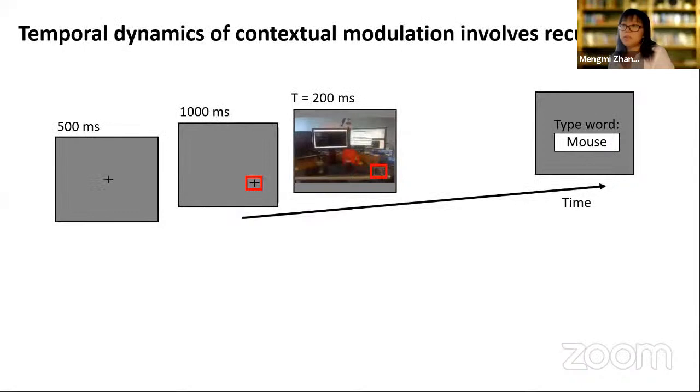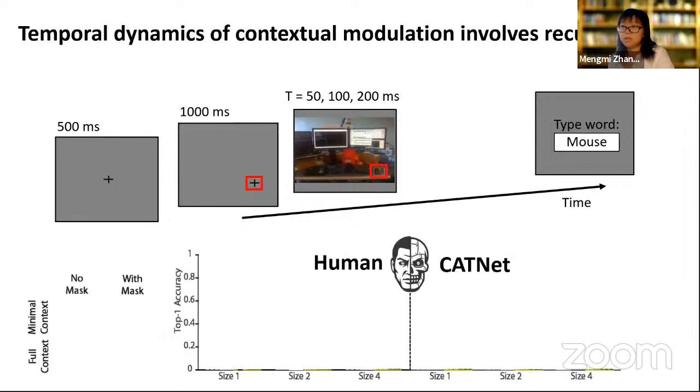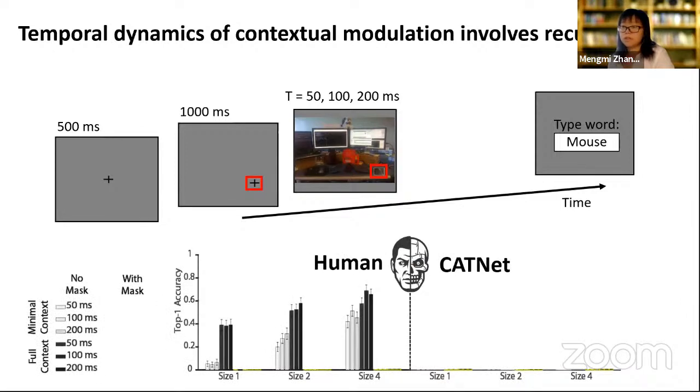Next, we investigated the temporal dynamics of contextual effects on recognition. In the previous experiments, the image duration was 200 milliseconds. Now we systematically vary it to be 50, 100, or 200 milliseconds. Human performance was largely unaffected by the image duration in both minimal context and full context conditions, as you can see here. Consistent with human behavior, exposure time had no effect on recognition for CRTNet.